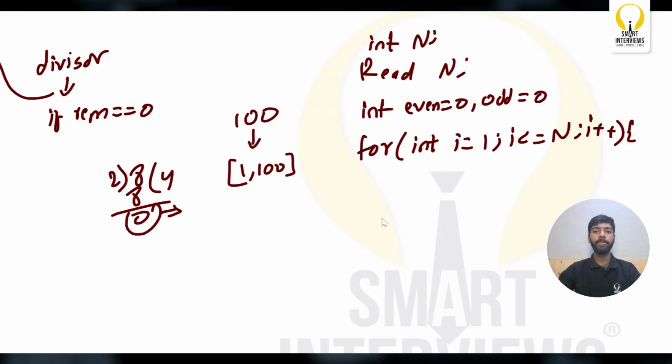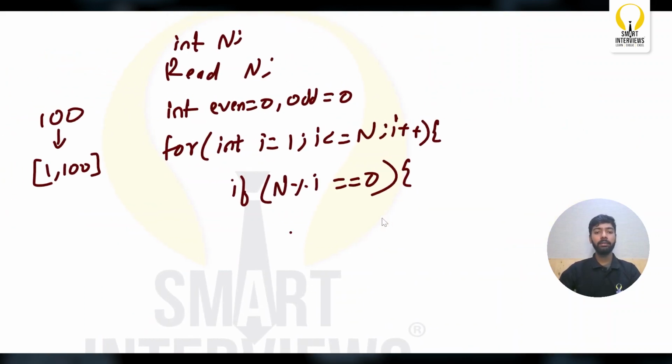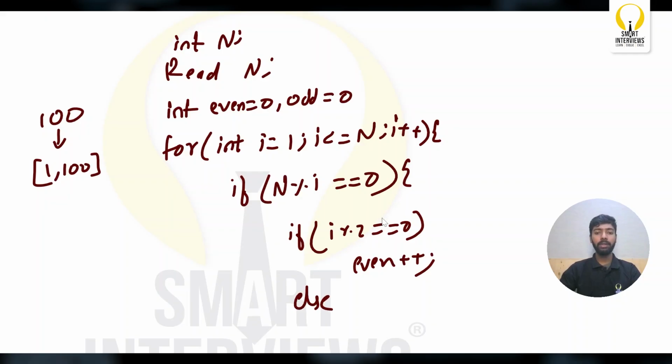Now what should I do? Simply check if the I is a divisor or not. So what can I do? I will simply do n mod I. If it's equal to 0, then what should I do? Now I have to check the parity of the I. If I mod 2 is equal to 0, what does I mod 2 give us? If it is equal to 0, it says it's an even. So I'll simply increase the count of even, otherwise increase the count of odd.